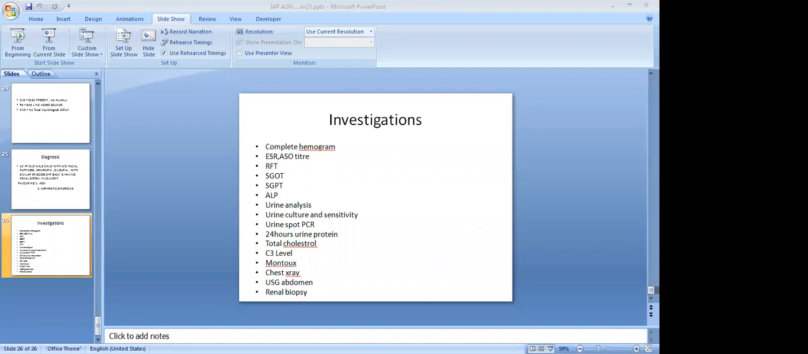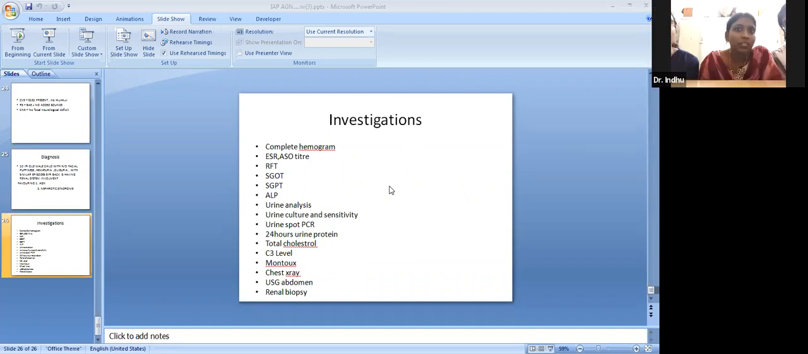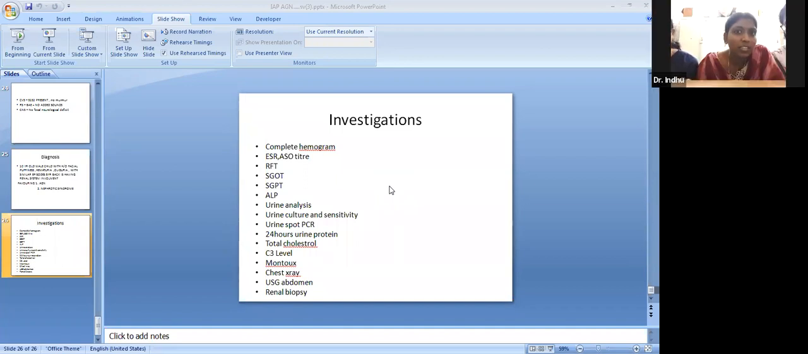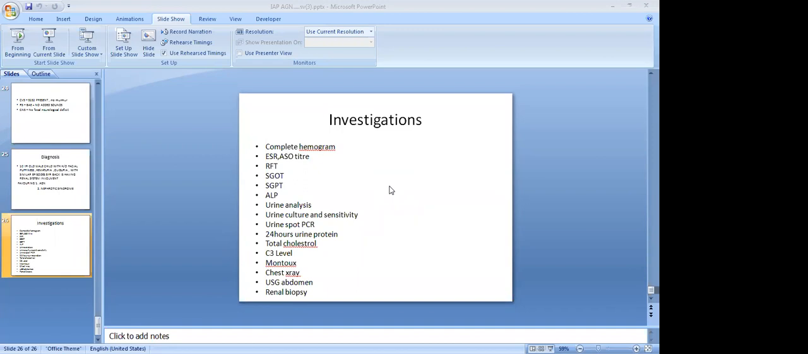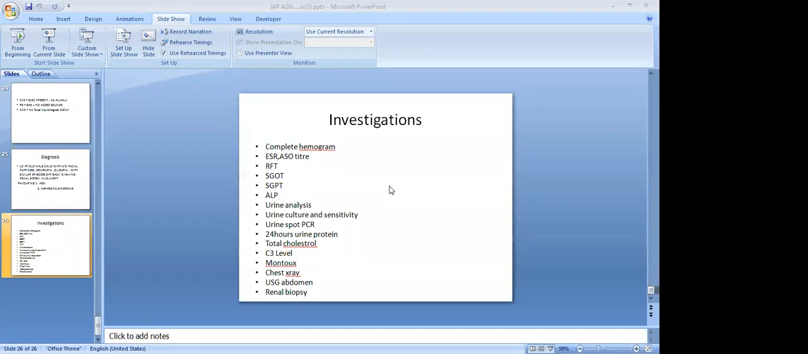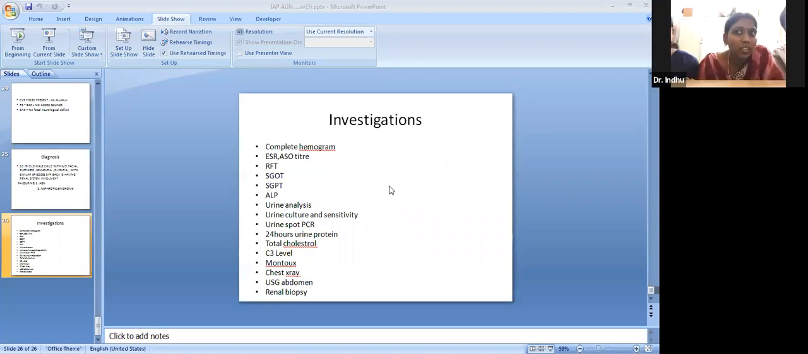What will you expect in the biopsy? Have you seen any biopsy? Mesangial proliferation. In post-streptococcal, what will you see? In the light microscope, what will we see? Complex deposition, sir, in light microscope?